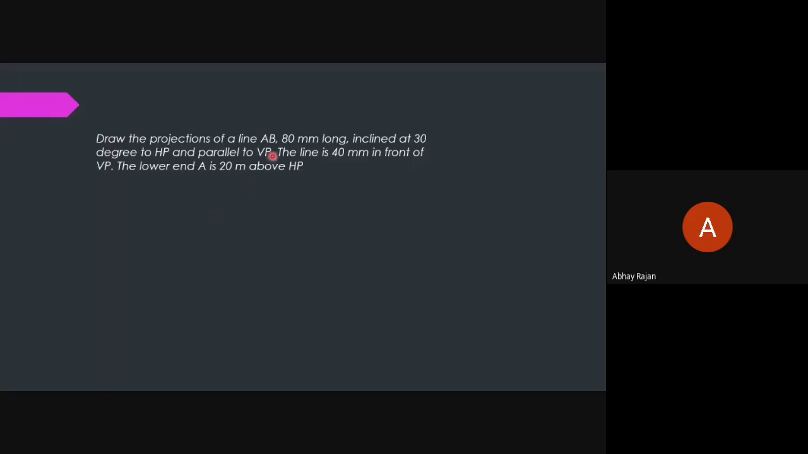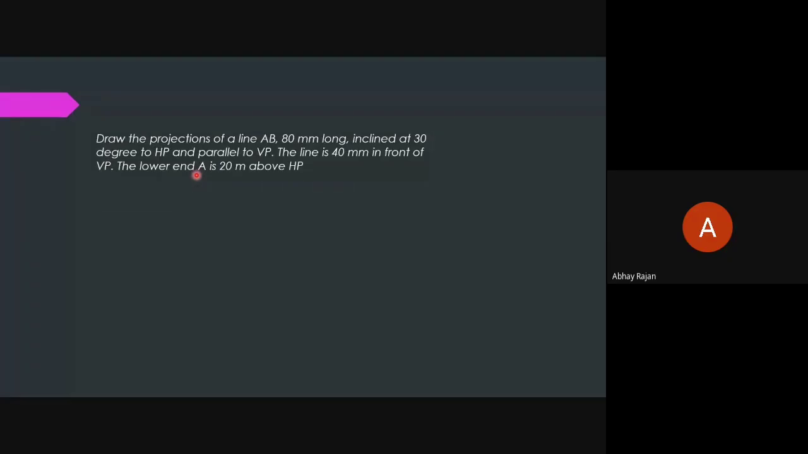Draw the projection of a line AB 80 mm long, inclined at 30 degree to HP and parallel to VP. The line is 40 mm in front of VP. The lower end is 20 mm above HP. Okay, so these are the conditions.